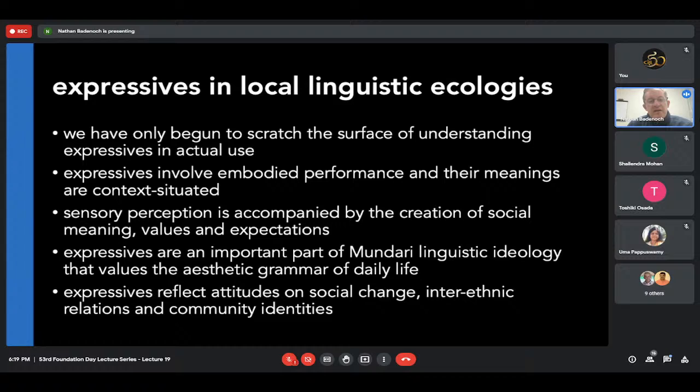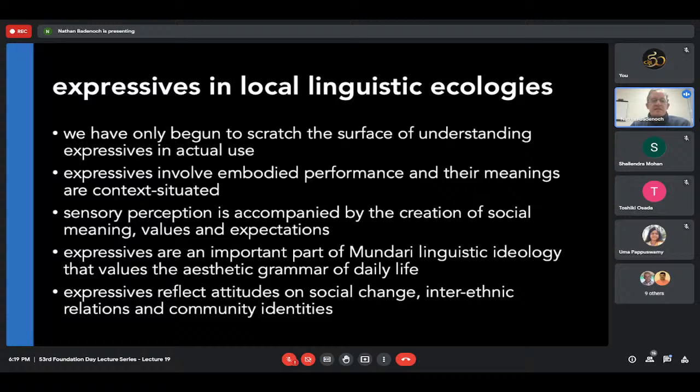When we consider expressives as a linguistic ideology, it turns around the assumption that we may still bring to the table, which is that expressives are marginal to the language. And they're certainly not marginal to the language. They're only marginal to the study of the language, I would propose. And expressives can even reflect attitudes on social change, interethnic relations, and community identities.